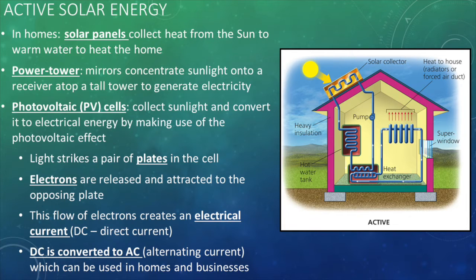A more direct approach to producing electricity from sunlight involves photovoltaic systems. Photovoltaic cells collect sunlight and convert it to electrical energy by making use of the photovoltaic effect. This effect occurs when light strikes one of the pair of metal plates in a PV cell, causing the release of electrons, which are attracted by electrostatic forces to the opposing plate. The flow of electrons from one plate to the other creates an electrical current, which is direct current. The direct current can be converted to alternating current and used for residential and commercial electrical power.